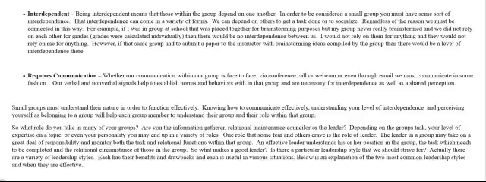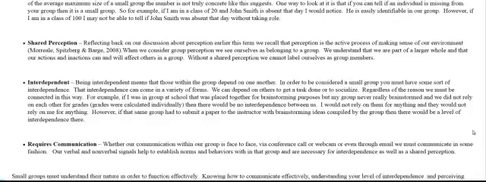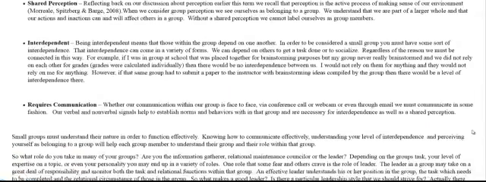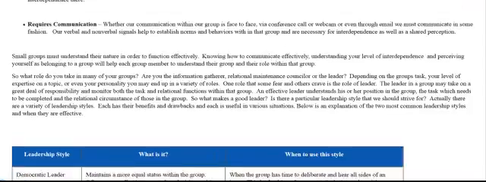And then finally, the next requirement, let's recap, we had consists of 3 or more people, shared perception, and then interdependent. You also have to have some form of communication. And this day and age, that form of communication can come in a variety of methods. Whether our communication within the group is face-to-face, via a conference call, which I can't stand those, but if that's what you got, or maybe a webcam, or a social media chat, a Facebook message, whatever it is, or even just through email, we must communicate in some fashion.